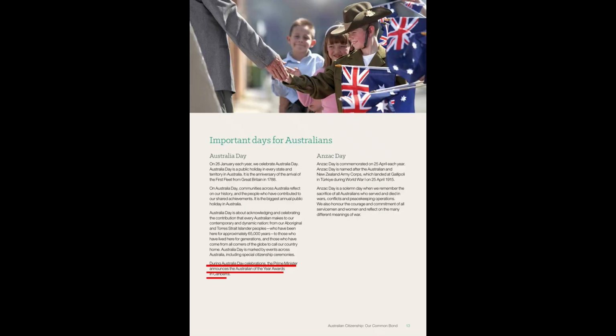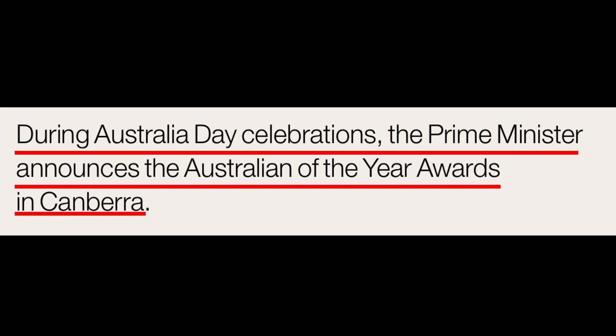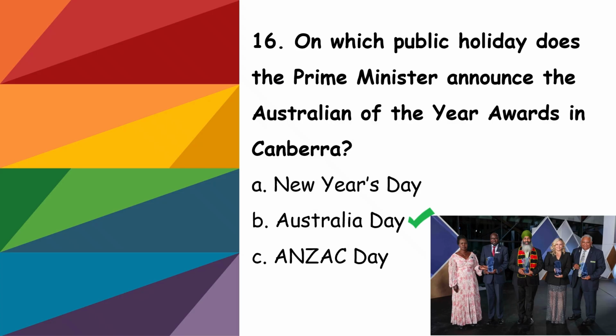Page 13 in Our Common Bond says that during Australia Day celebrations, the Prime Minister announces the Australian of the Year awards in Canberra. So the answer is B. On Australia Day, the Prime Minister announces the Australian of the Year awards in Canberra.